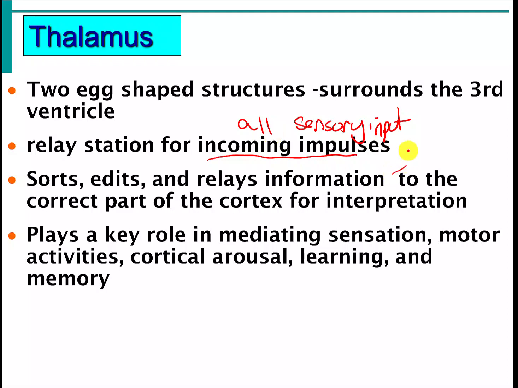Some people compare this to the post office. So if you think about it, letters come into the post office from all over the country. The post office sorts those letters, edits them for perhaps mistakes in zip codes and an address, and then relays them to the right part of the country. The thalamus is kind of like that. And in doing this, it plays a major role in mediating sensation, motor activities. It's also involved in learning and memory.